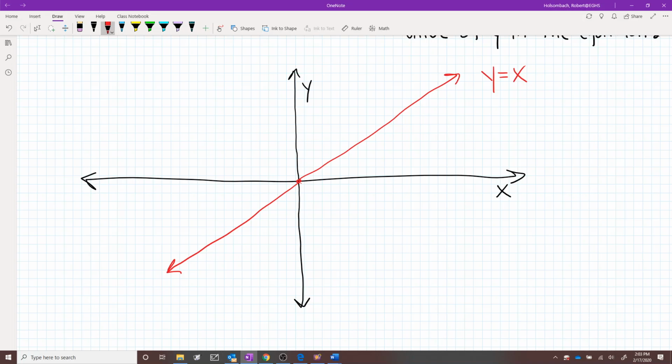And every y coordinate is the same as every x coordinate. Anywhere you go on the line, your x value and your y value will be the same.